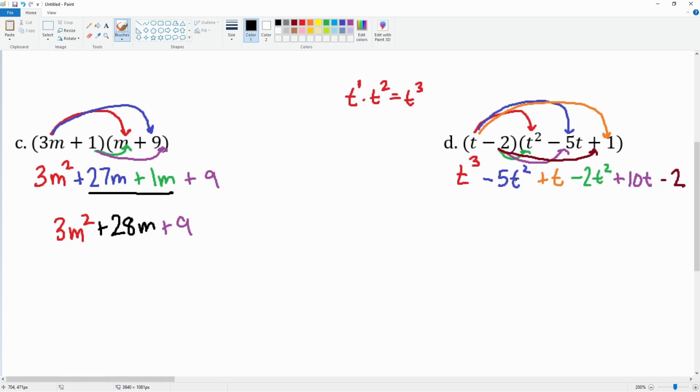There are some like terms here. Do you see this is degree 2 and this is also degree 2? Negative 5t squared and negative 2t squared becomes negative 7t squared. Then you have t here and 10t here. That becomes an 11t. Bring everything else down. Bring down the t to the 3rd power and bring down the negative 2. So the complete polynomial after you multiply and combine like terms, you have t to the 3rd power minus 7t squared plus 11t minus 2.